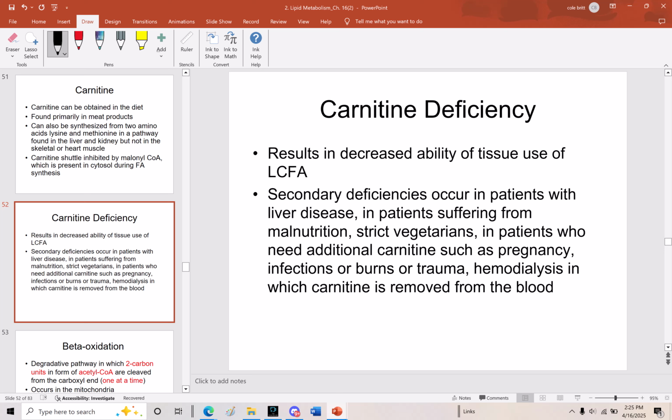So people with liver disease or malnutrition, some vegetarians, people who are pregnant, other patients, infections, burns, anybody who's got other deficiencies may benefit from a supplement. But usually most healthy individuals don't need to supplement. Yeah.